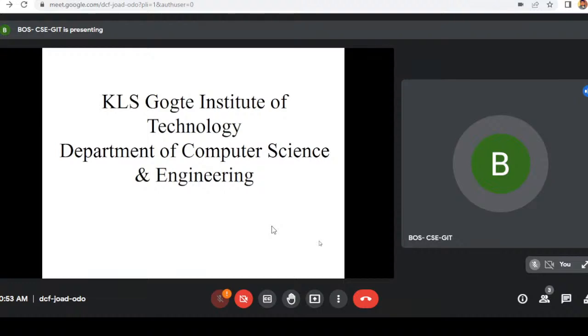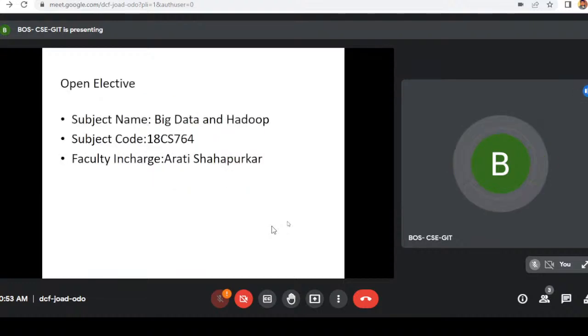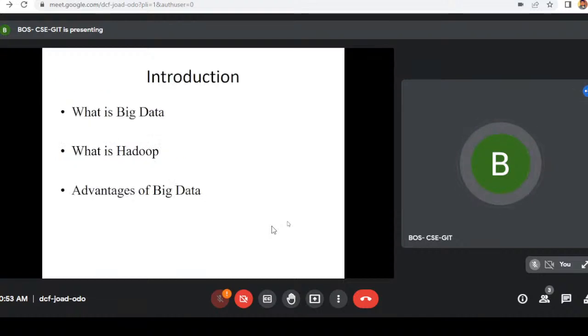Good morning, dear students. I am Professor Aarti Shapurkar from the Department of Computer Science and Engineering, and I am willing to opt for the open elective subject called Big Data and Hadoop. The subject code of the subject is 18 CS 764. It's an open elective subject.